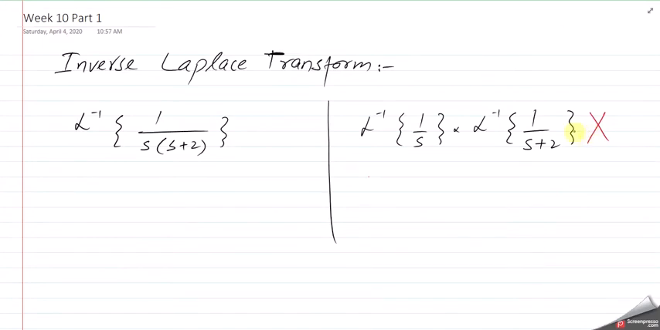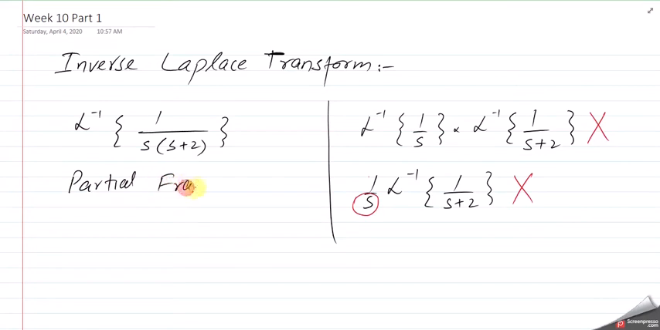So that's the problem. This is not possible. So what else is possible? Can I take 1 over s outside and write 1 over s plus 2? Again, this is not possible because 1 over s is a variable. It cannot go outside the inverse. So what we do here is a technique which we call partial fractions.